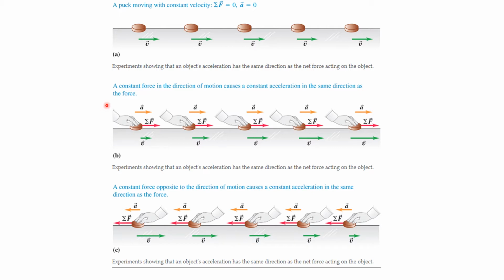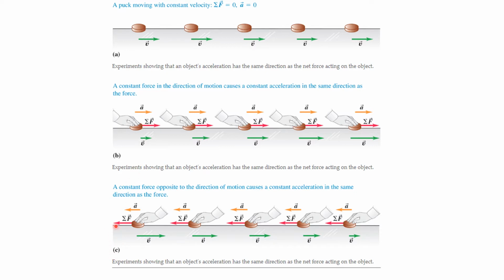We also can see that a constant force in the direction of motion causes a constant acceleration in the same direction as the force. And so you see that there is a constant acceleration. All those force vectors are the same length, but there is an acceleration happening, and that means that these velocity arrows are getting longer. The velocity is increasing. So those experiments show that an object's acceleration has the same direction as the net force acting on the object.